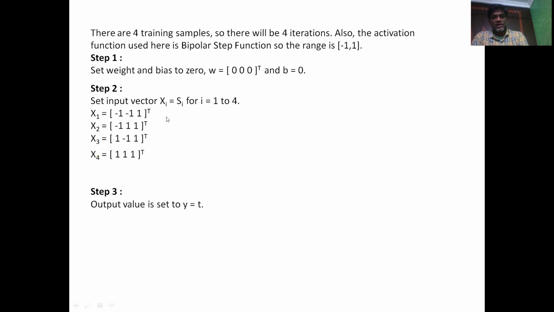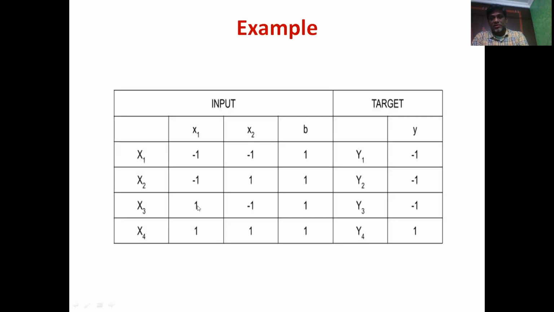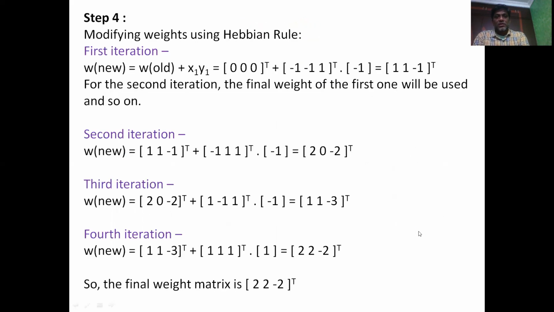Okay, so after initializing these vectors, set the corresponding target value also to y. That means y1 is going to be -1 based on this. y1 is going to be -1, y2 is going to be -1, y3 is going to be -1, and y4 is going to be 1. Now let us start designing it.